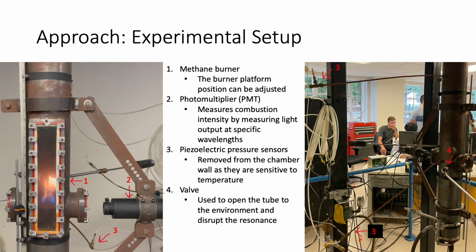The second component is the photomultiplier. It measures combustion intensity by measuring light output at specific wavelengths. This photomultiplier is measuring the output at the wavelengths corresponding to the output of glowing OH radicals, which are produced by combustion. The third component are piezoelectric pressure sensors.